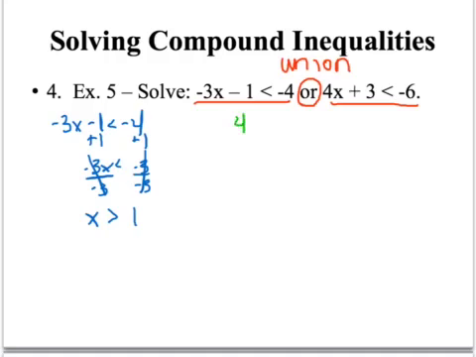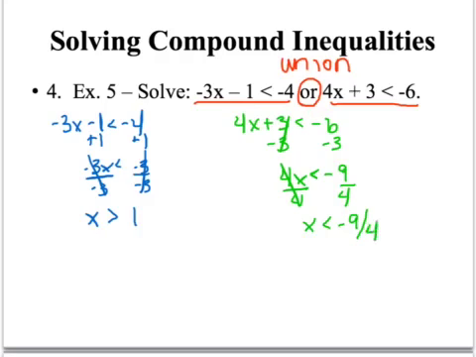Now the second one, 4x plus 3 is less than negative 6. I solved this one here. I'm dividing everything by positive 4, so I don't switch my signs. And I get negative 9/4. Or you could think of it as negative 2 1/4. Either way.